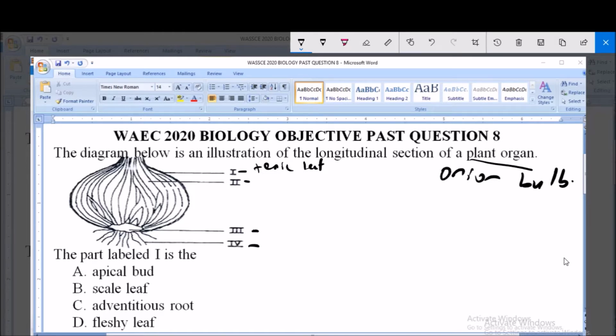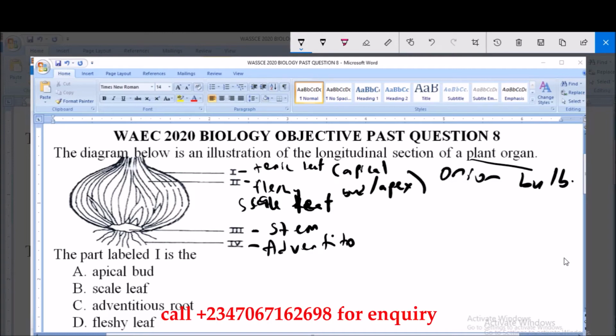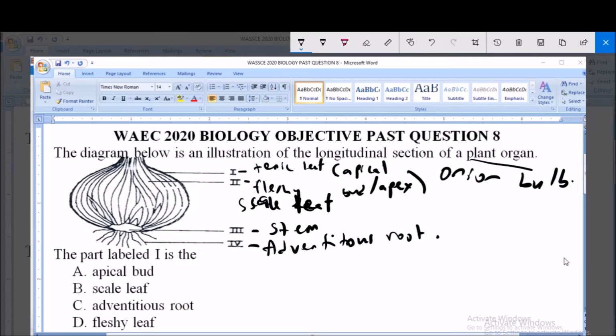Now, that area is also called the apical bud or the apex of the onion bulb. Now, the part labeled 2 is known as the fleshy scale leaf. So you can either refer to it as the fleshy leaf or the scale leaf. Now the part labeled 3 is known as the stem, and the part labeled 4 is the adventitious root.